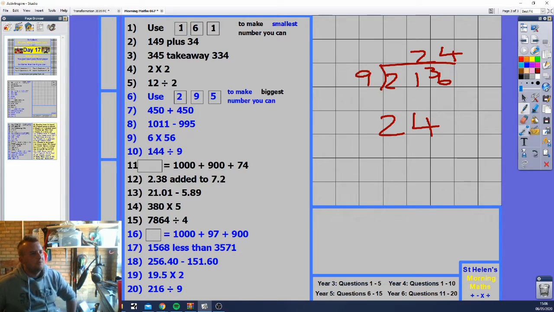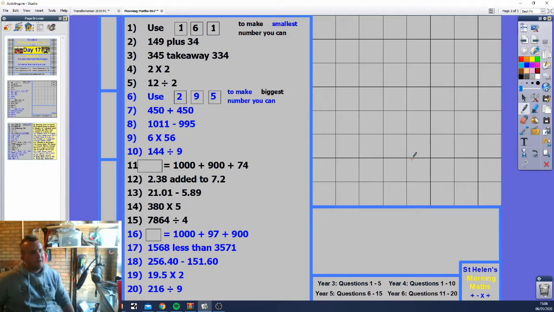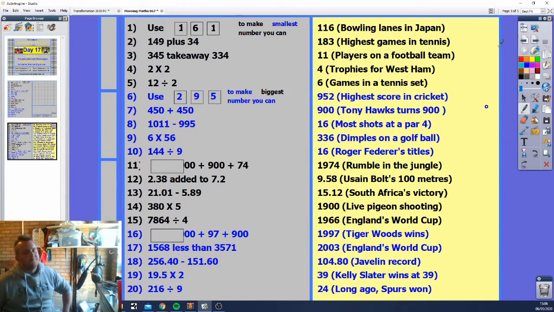Okay, so now is the moment you've all been waiting for. This is the funnest part. No, I'm joking. You've obviously really enjoyed your maths, but this is a really interesting one. All those numbers are linked to something specific and interesting with regards to sport. So let's have a look and see what those answers are.